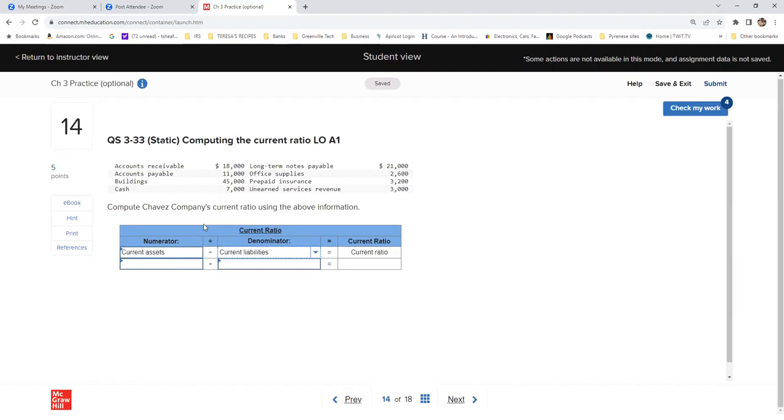So if we add up all the current assets, all right, which is going to be accounts receivable, cash, that gives us 25,000. Prepaid insurance and office supplies, that's going to give us a total of 30,800. Current liabilities. Let's see. Current liabilities, I think we only have one. Accounts payable. No, we have unearned service revenue too. So that's $14,000.